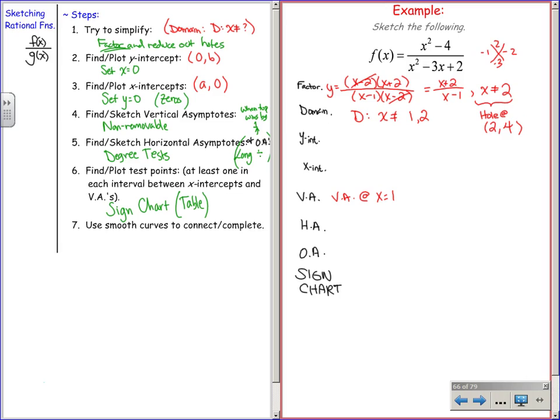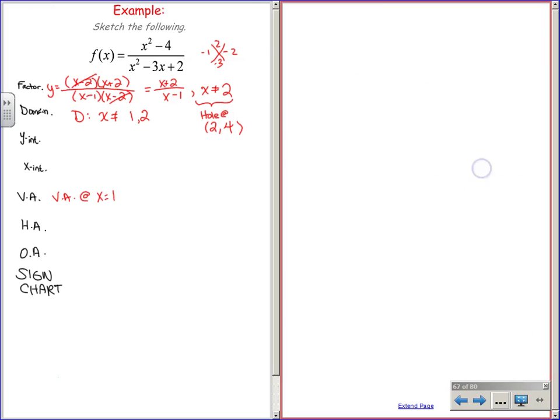Whew. I factored, found my domain, figured out the hole and the vertical asymptote. I'm well on my way. Technically, maybe you guys realize I'm just going to be using those clues. Maybe we can just start building our graph. So far, I have, let's see, 1 and 2 are my only important values right now. Okay, so far all I know is I have a hole at (2, 4), and I have a vertical asymptote at 1. Well, that's exciting.